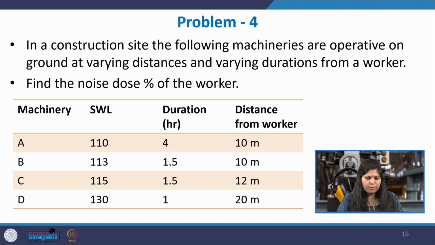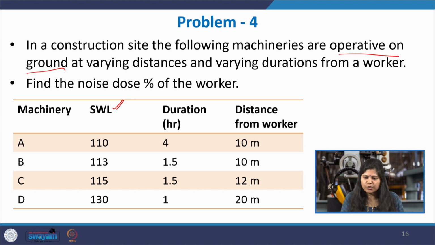Now, we have a last problem in this particular topic. In a construction site, the following machineries are operative at the ground at varying distances and varying durations from a worker. Find out the noise dose percentage of the worker. So, a table is given that these are the different machineries operating on a factory floor, and it is in an open field. Considering that it is a construction site, it is an open field environment and the machineries are kept on the ground at varying distances from the worker, and this is the sound power level of the various machineries. So, let us deduce what should be the SPL that is heard at the worker location.